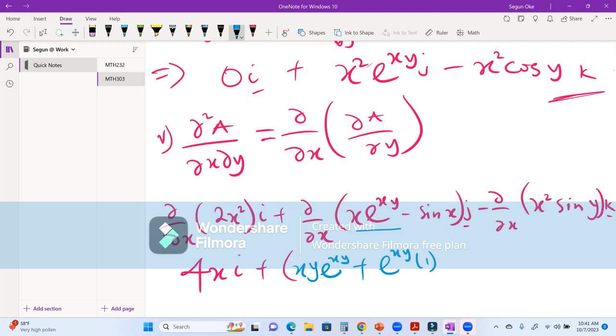Then when you differentiate sine, what do you have? Minus cos. Cos x is here. That is, minus is here and cos is there. When you differentiate sine, you have cos, but because of that negative in the middle, it will affect it. Put it there. j. Then, if you want to differentiate the last one, what do you have? 2x sine y. Minus 2x sine y k. Any question?